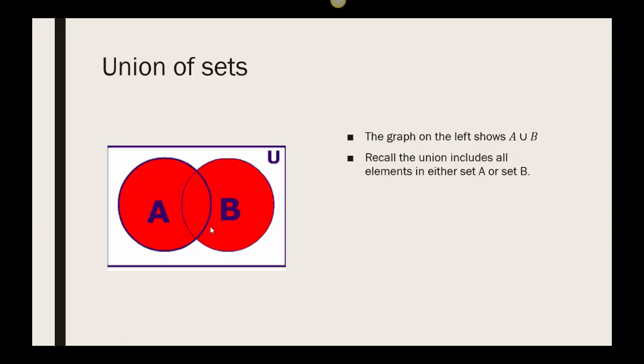If I wanted to do the union of sets, then in the graph on the left, I would include all of A along with all of B. I want you to recall the union includes everything from both A and B, so it should be a lot of stuff shaded versus the intersection, which was small.